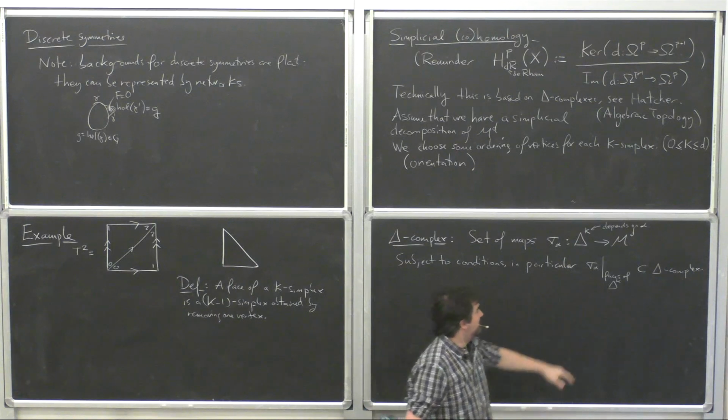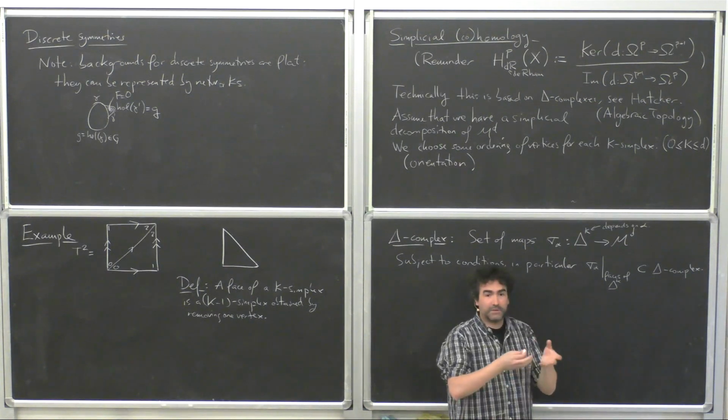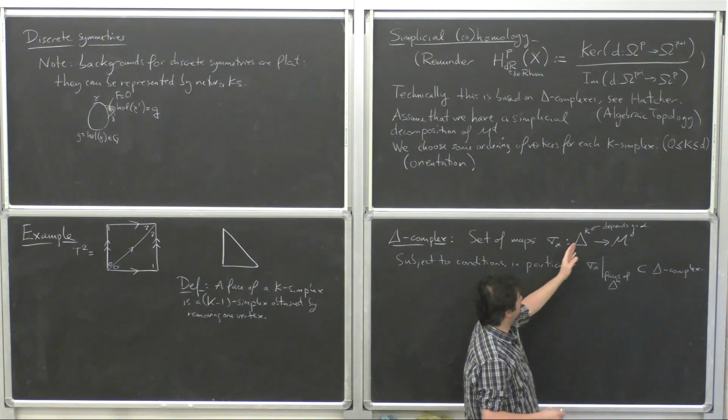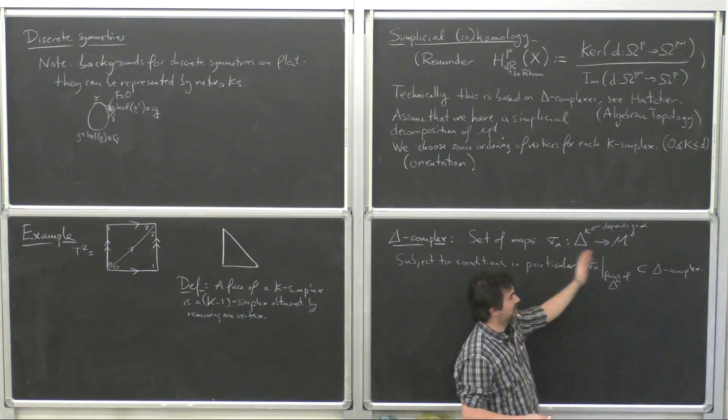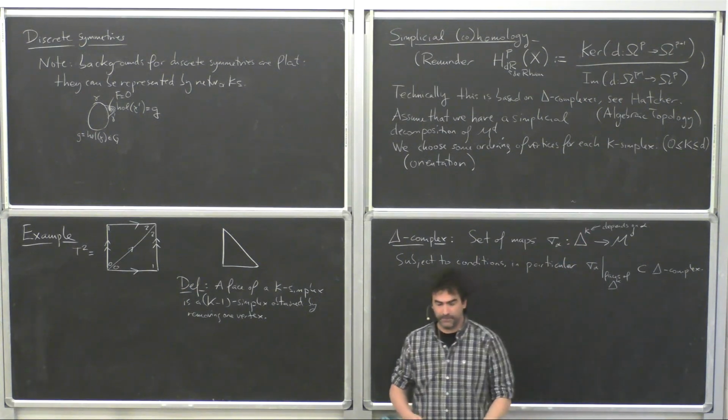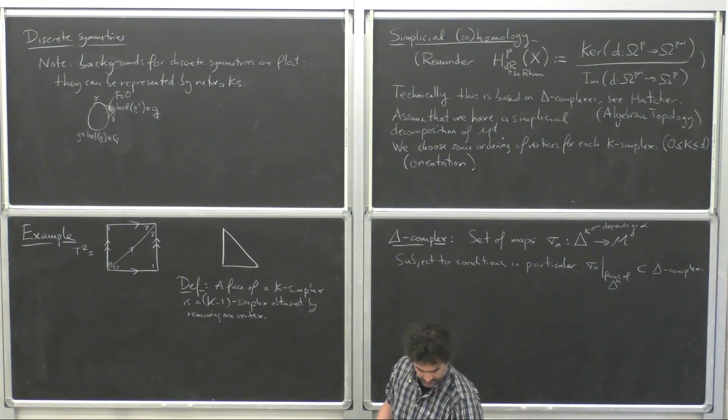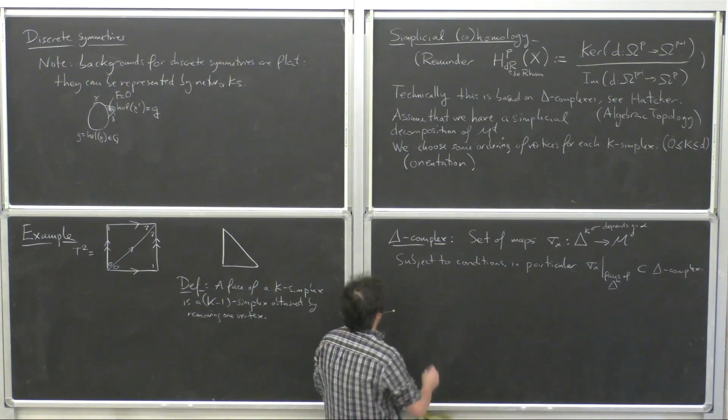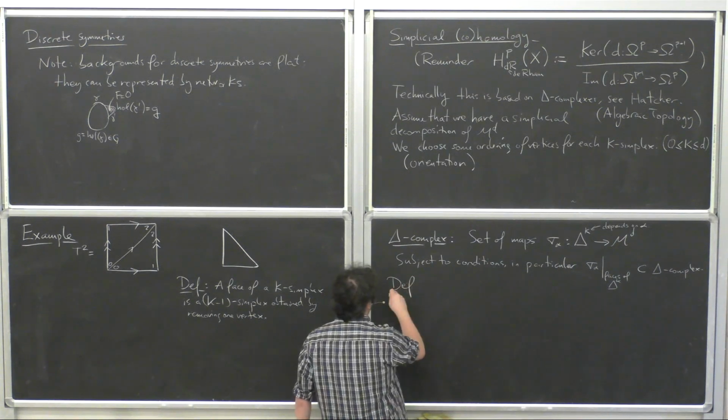Okay, so all this is saying is that I have to glue things consistently, right? If I look at the faces of this particular simplex, the way I embed this face has to be in the delta complex. It has to be one of these maps. All right. Definition.